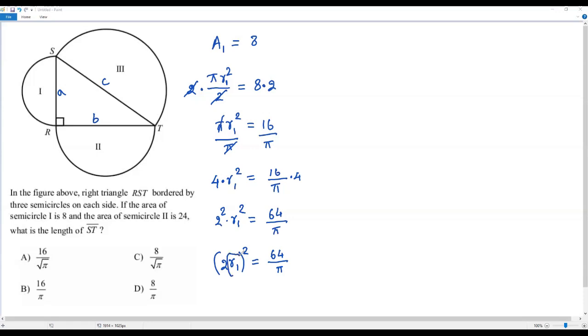We know that R1 is the radius of semicircle 1. It is multiplied by 2. Then this 2R1 represents the diameter of semicircle 1. So actually the diameter of semicircle 1 is just a.